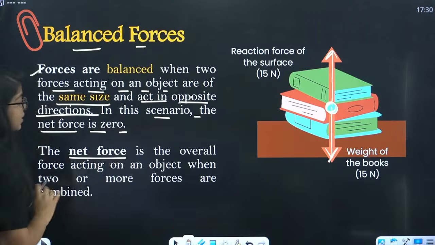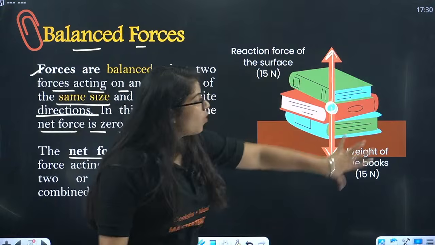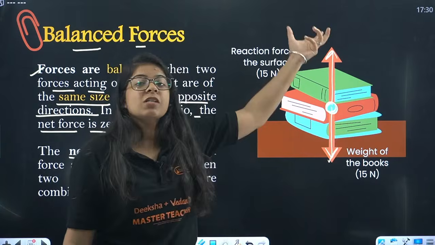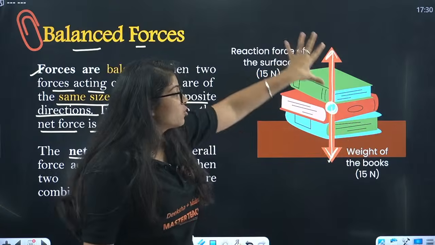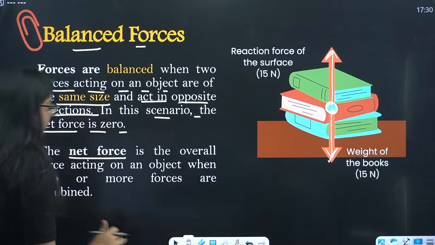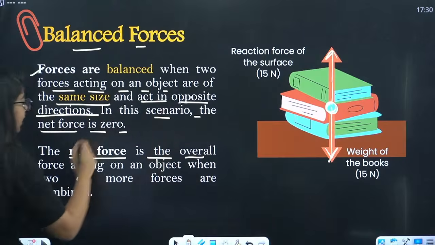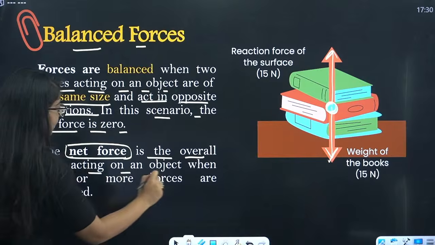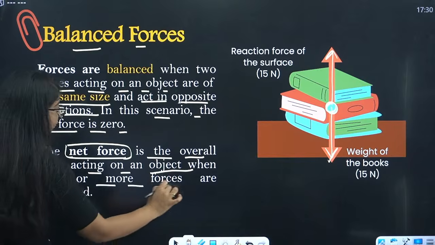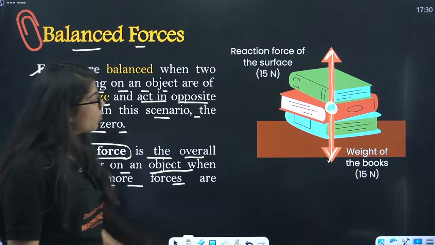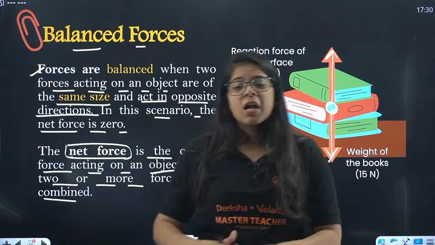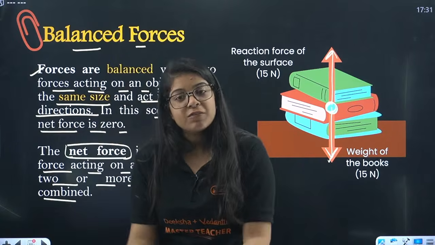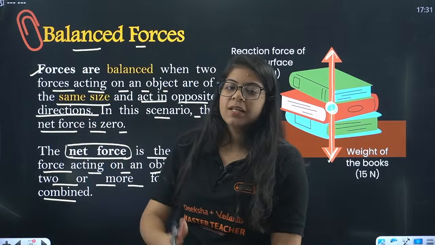So the net force, beta, is the total force on this book. See, one force is downwards, so you can say down force is there. One force is upwards, but the total force on this whole system is 0. The net force, that's the total force, overall force acting on an object when two or more forces are combined. So this net force is 0. What is net force? On a single object, there can be so many forces acting on it, right? If you add all the forces, that is your net force.